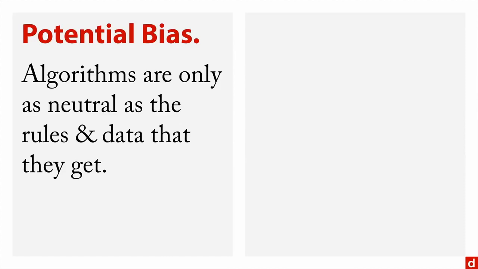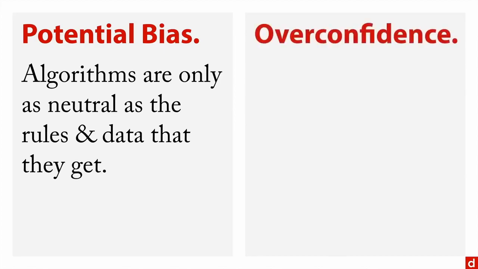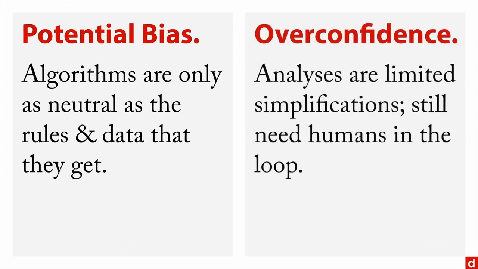And an algorithm has this sheen of objectivity, and people can place confidence in it without realizing that it's replicating some of the prejudices that may happen in real life. Another issue is overconfidence. And the idea here is that analyses are limited simplifications. They have to be. That's just what they are. And because of this, you still need humans in the loop to help interpret and apply this.